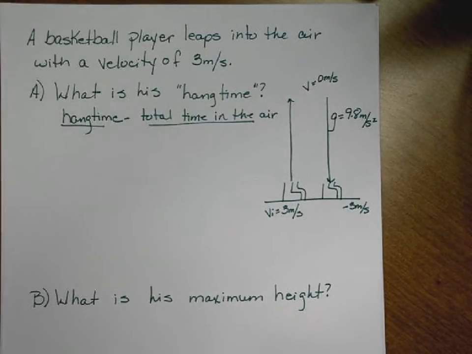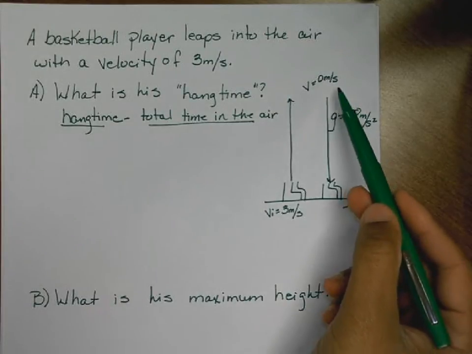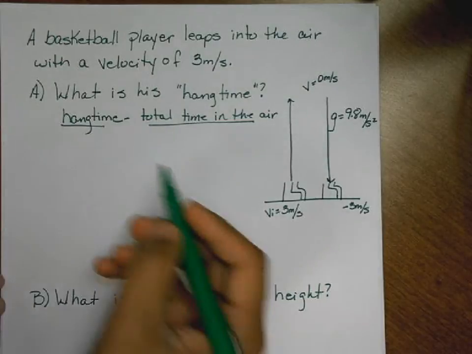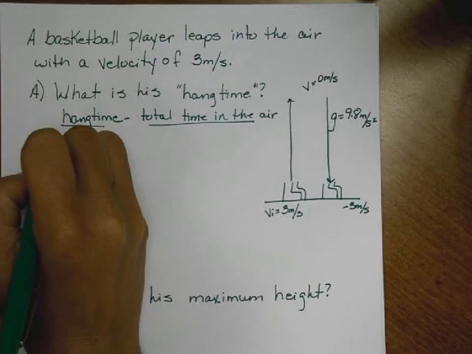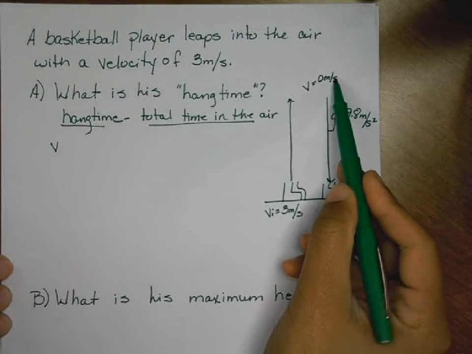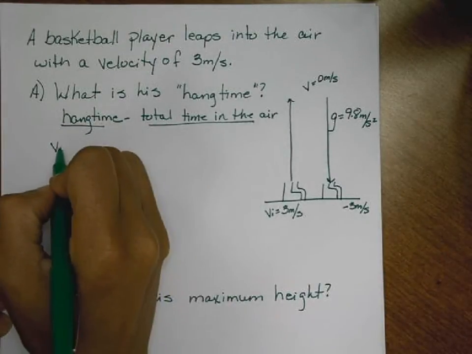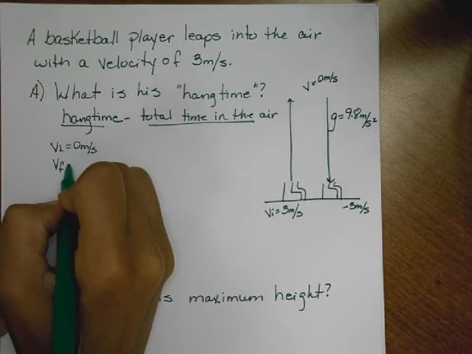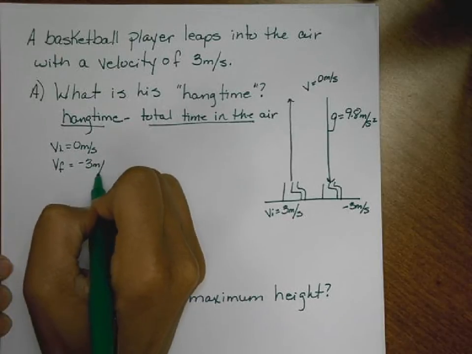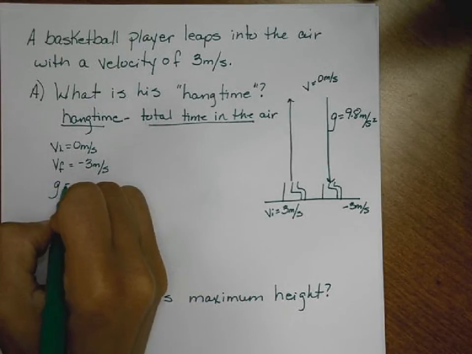Now remember, when you are doing physics, it's different from math. When you calculate a number, you have to make sure you know what that number represents. I'm going to calculate half the time. I'm going to calculate the time it takes to come down. So when I do, because I'm going to look from the top to the bottom, I get that the initial velocity is 0 meters per second. The final velocity is negative 3 meters per second.